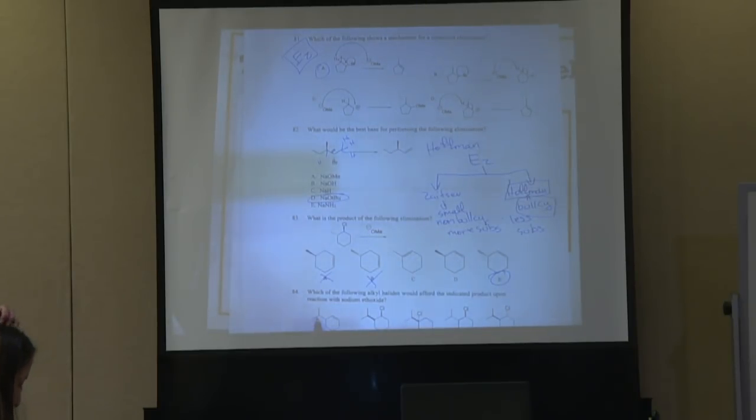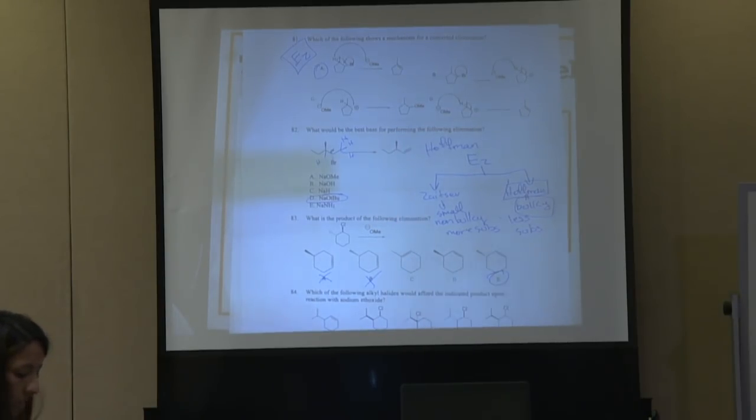So 84 is going to be the same thing. You're going to have to do a chair conformation. It's E, which is both C and D, I think. I'll post it up and I'll put the correct answer.